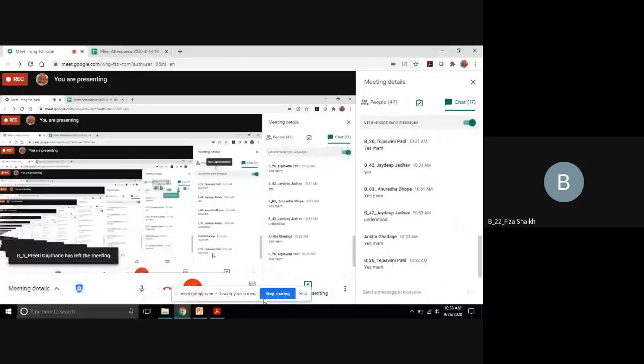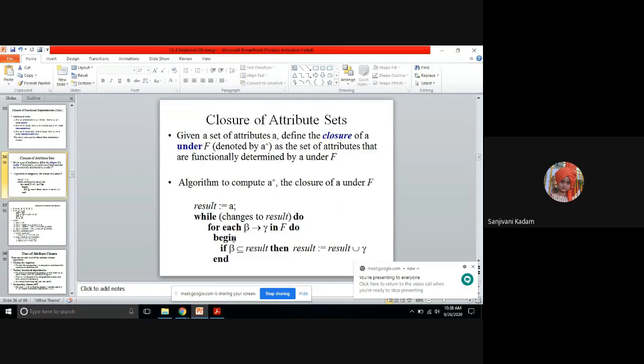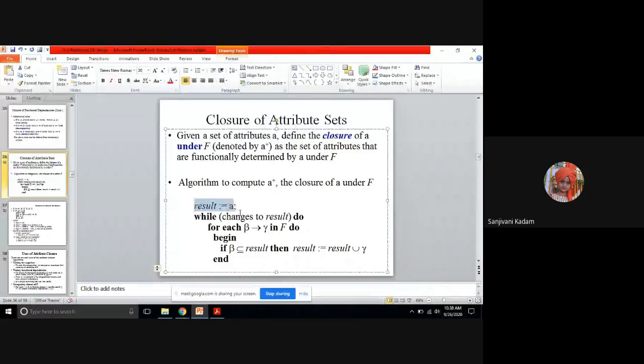So here, in this example, previously we calculated the closure for AG plus. Now let us calculate the closure for A. So this example right now gives us the A. Here we will follow this algorithm. So result equal to A. It means right now the current functionality is there. That also we will apply.